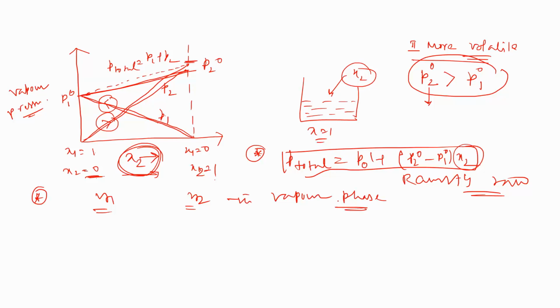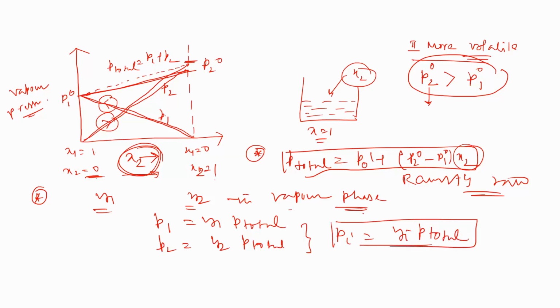So in this case, what will be there? The partial pressure P1 will be y1 times P total, because it is the case of the vapor phase. That's why the partial pressure of component 1 is proportional to the total pressure P, and here the proportionality constant is y1, which is the mole fraction. Similarly, P2 equals y2 P total. So in general, we can write P1 equals y1 P total. This is for the vapor phase. When we talk about the mole fraction of the solvent in the vapor phase, then we follow that law. Otherwise, we will follow Raoult's law.